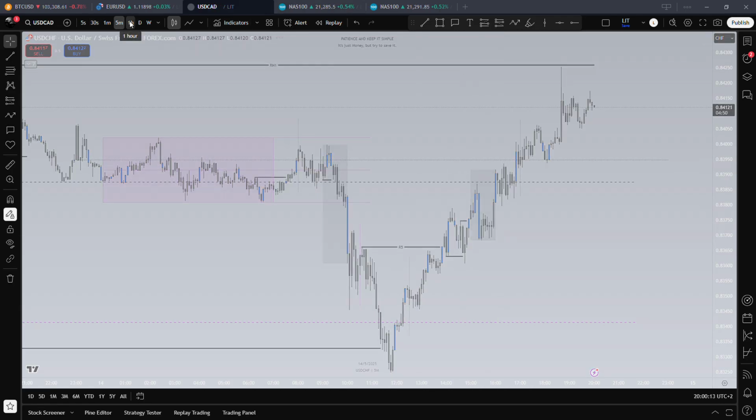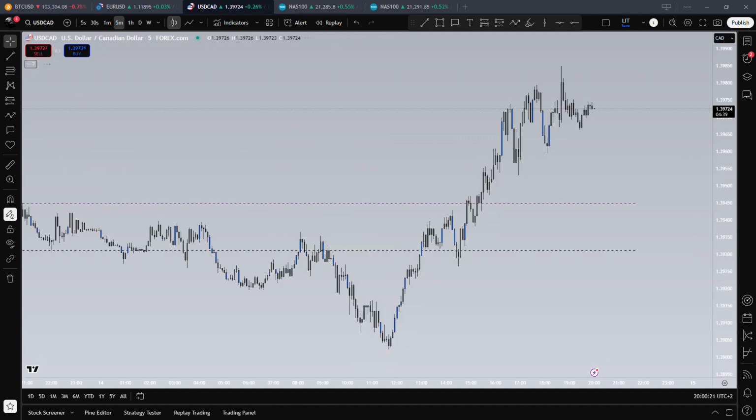Well, USD CAD, I'm hungry. Come on, computer, you can.